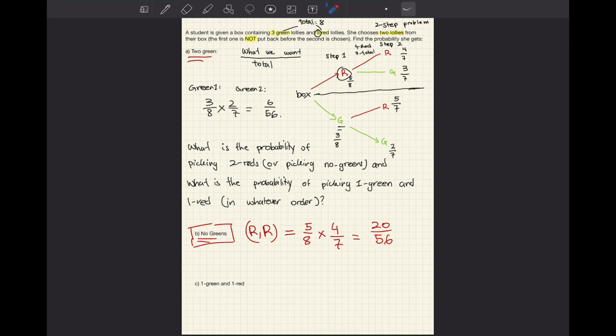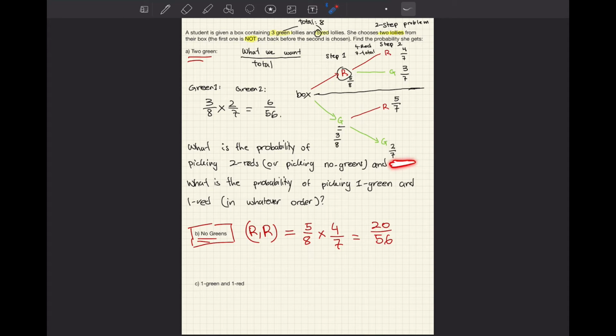So, I tend to leave my fractions unfactorized, so just leave them in their large form, just because when we add and subtract fractions, it's easier if they all have the same denominator. And we're going to see this here in part C. Now, there are two ways we can solve for part C. One is algebraically, the other is using this tree diagram. So I'll step you through both of those now.